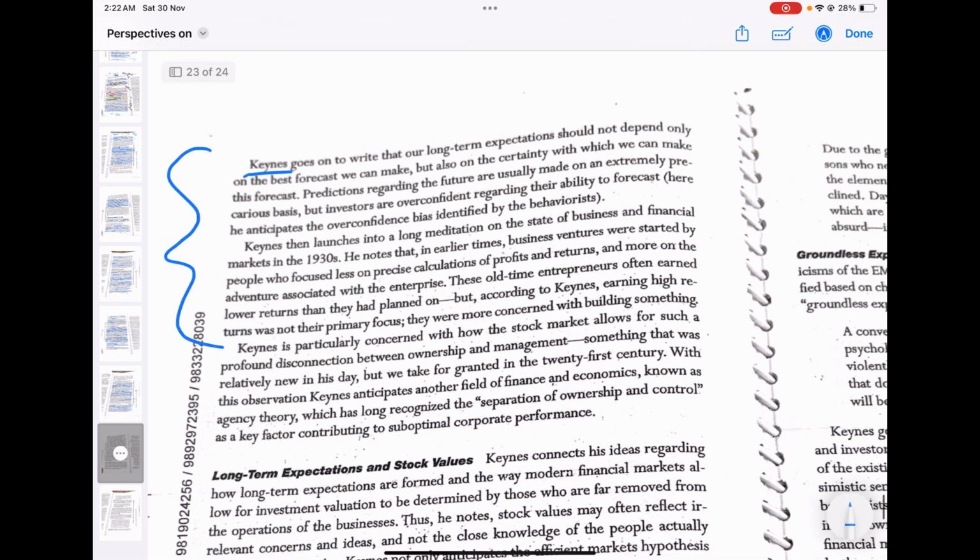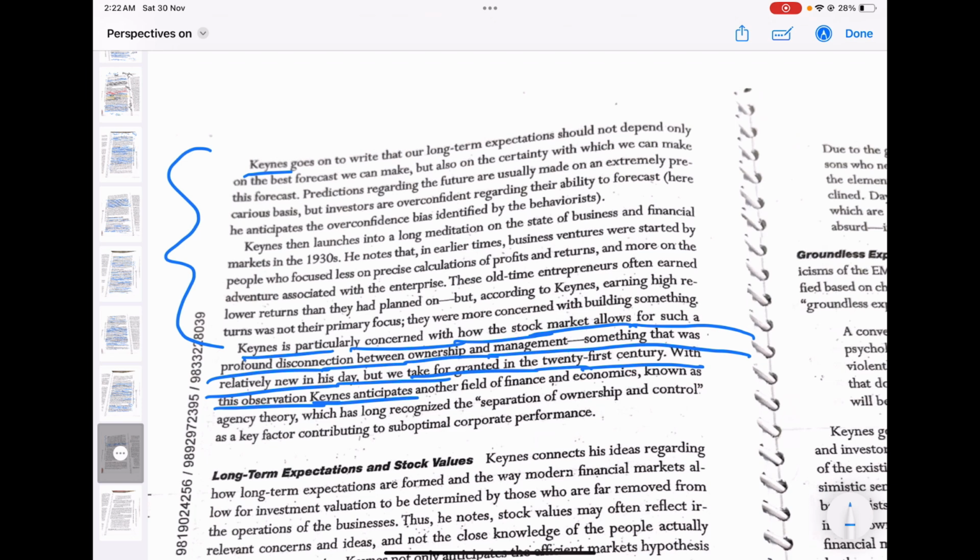Keynes goes on to write about the longer term thing. Keynes is particularly concerned with how the stock market allows for such a profound disconnection, something that was relatively new in his day but we take for granted in the 21st century. With this observation, Keynes anticipates another field of finance and economics known as agency theory.